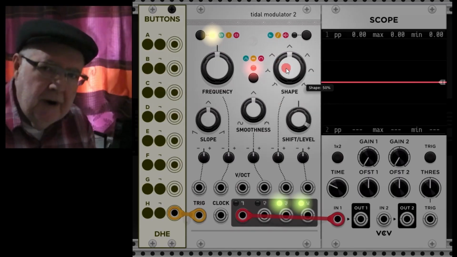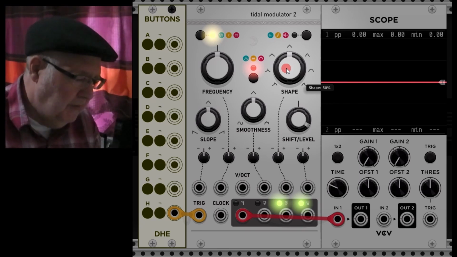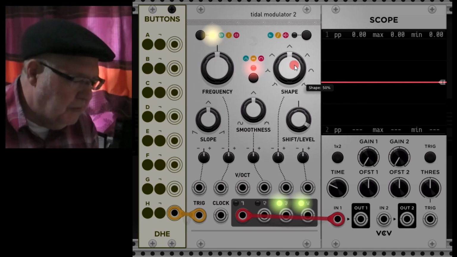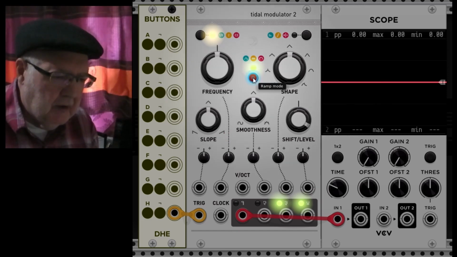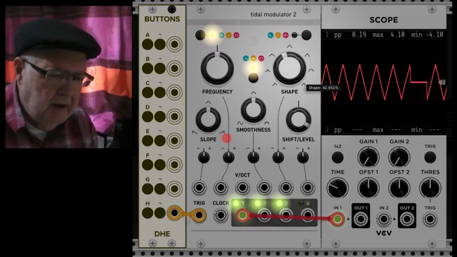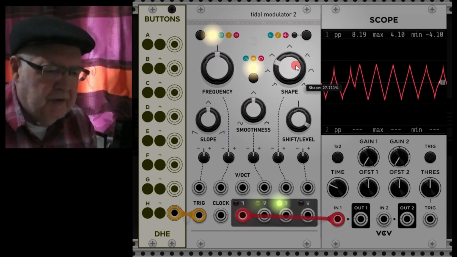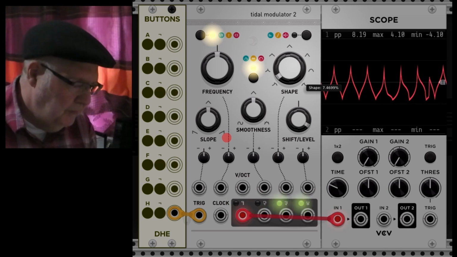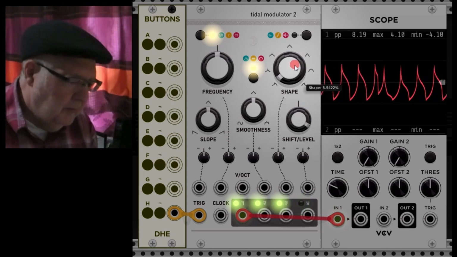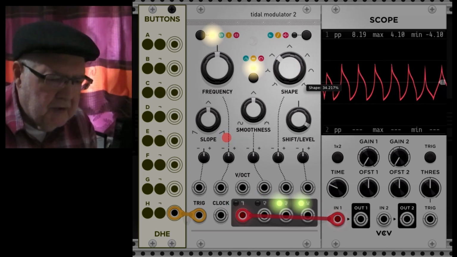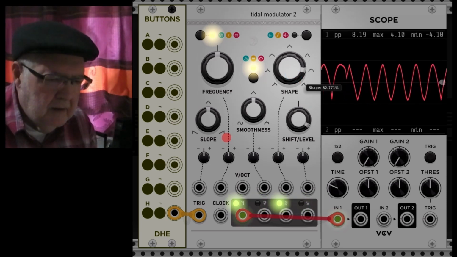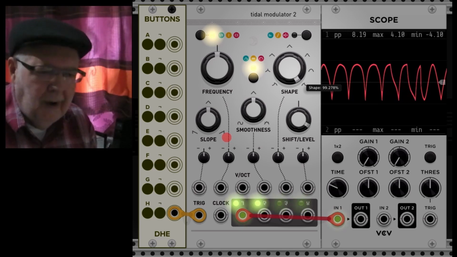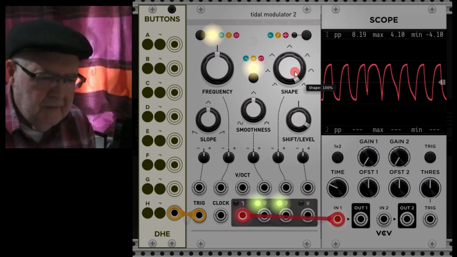The shape knob here lets us adjust more pointed envelopes when we turn it to the left. Let me switch to cycle mode, it's easier then. So when we turn it to the left, the envelopes get more pointed, and more sinusoid envelopes when we turn it to the right. More rounded envelopes.